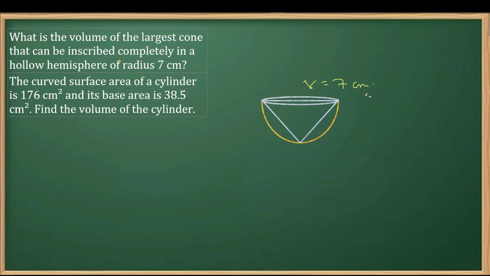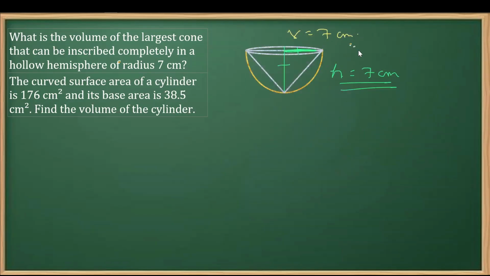Now check for the height of this cone. The height of this cone will be equal to its radius. As you can see, this and this are the radii of this hemisphere. So we can say that the height of this cone will be equal to 7 centimeter only. Now it's very clear from the figure why the height of the cone is taken as 7 centimeter, as it is coinciding with the radius of this hemisphere.